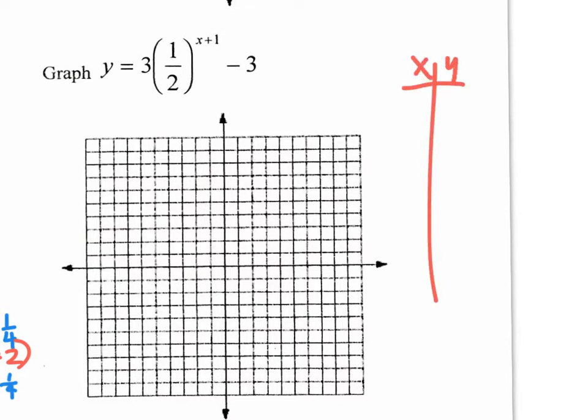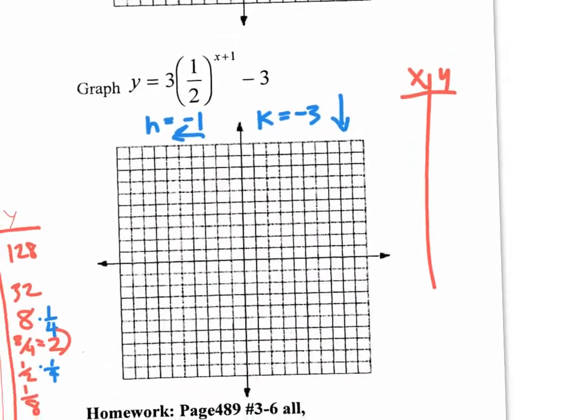But before starting to figure out points, we need to identify h and k. H is -1, and how do I know that? H is always with x, and you have to think opposite. So if there's a +1 right here, h is actually -1. And what that means is it's going to be a movement of 1 unit to the left, okay? And the k value, you always take it for what it is, right? Is -3. So the k value is -3, that means it's going to go down 3 units at the end of it all.